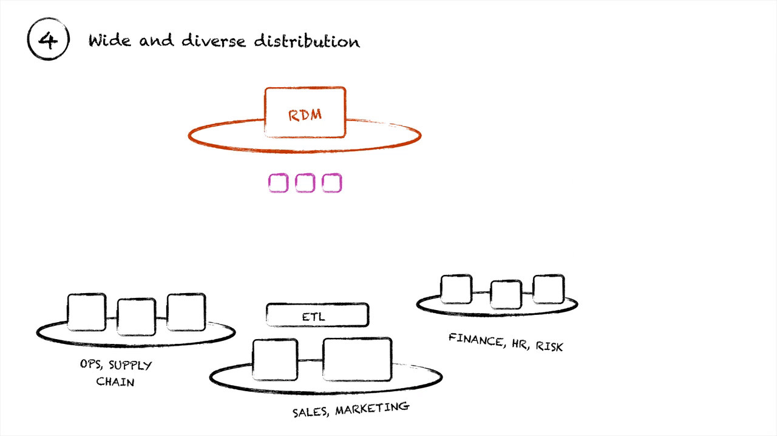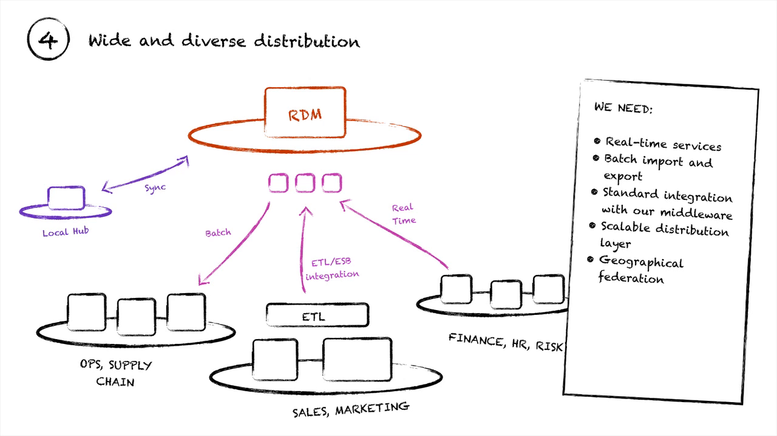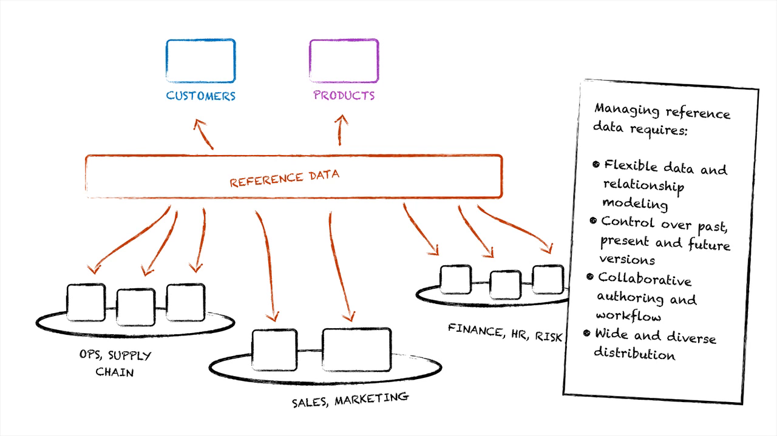And finally, again, reference data is shared. What does that mean? It means that you need wide and diverse distribution of this reference data across your organization. So that's support for things such as web services, batch, or real-time access methods. So in summary, reference data, like we said, shared, common to all systems and multiple domains of master data management. When you're thinking about managing reference data, or RDM, you need that flexible modeling that can handle both relationships and complex models and simple models. You need control over the past, present, and future. You need some method of dealing with collaboration between multiple business owners. And finally, you need to be able to distribute this information in a wide access fashion throughout your enterprise.